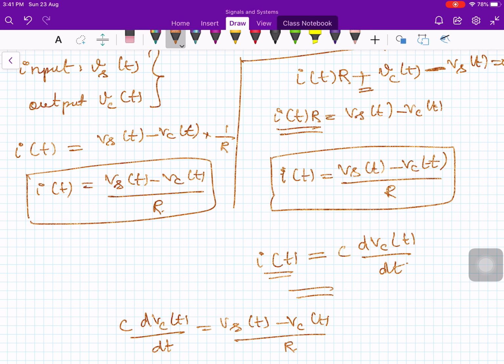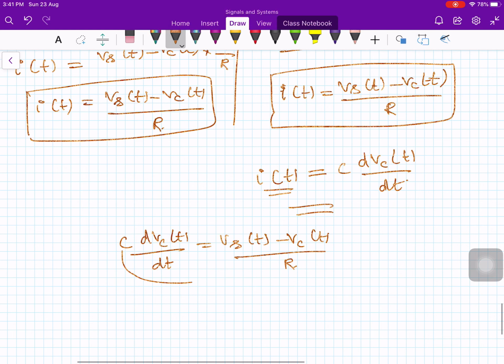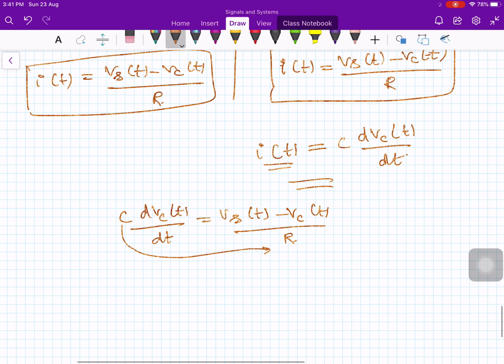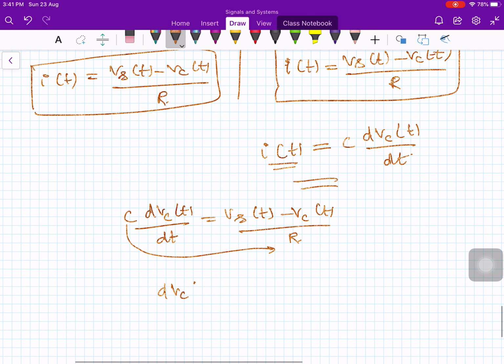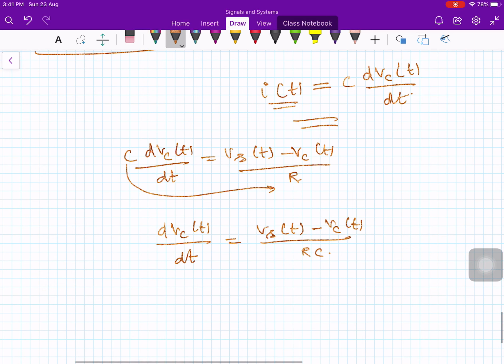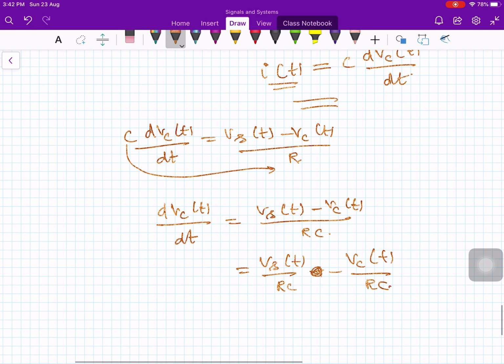Now bring this capacitor to the right hand side denominator, then dVc of t divided by dt is equal to Vs of t minus Vc of t divided by RC. Now again rearrange this: Vs of t divided by RC minus Vc of t over RC. This is dVc of t by dt.